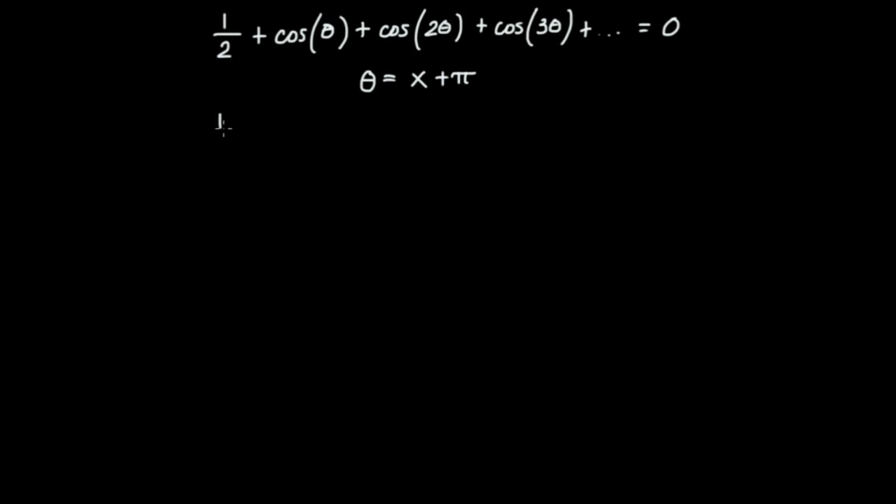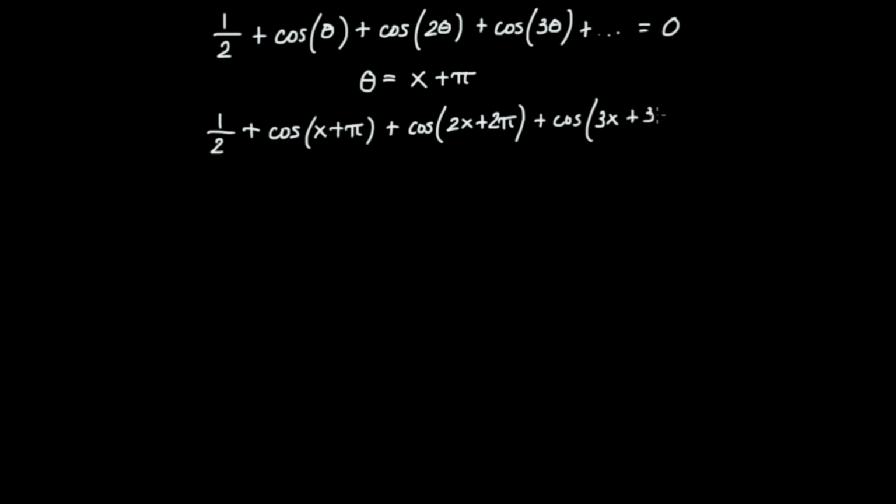And what we're going to get when we make that substitution is 1/2 plus cosine of x plus pi. And then I'm going to have cosine 2 theta, which is going to give me in the argument 2x plus 2 pi. So cosine 2x plus 2 pi. And then I'll write out one last term, cosine of 3x plus 3 pi, plus a bunch of other terms is equal to 0.